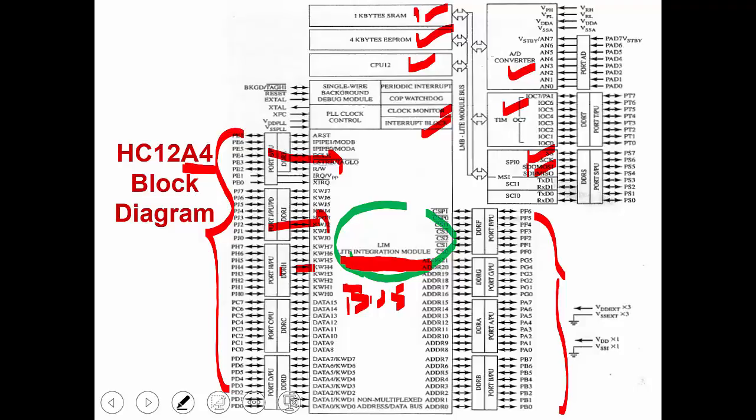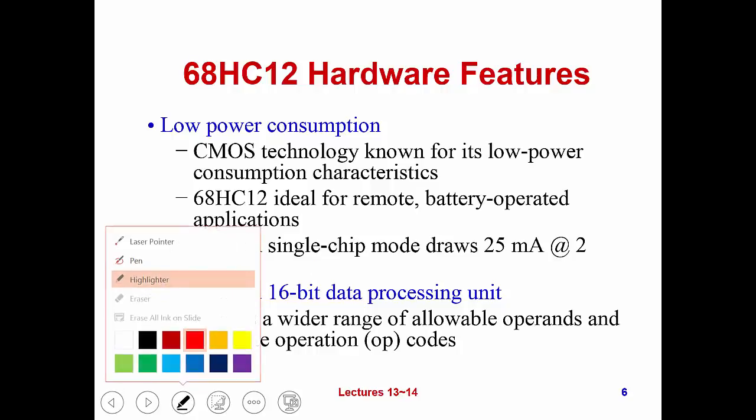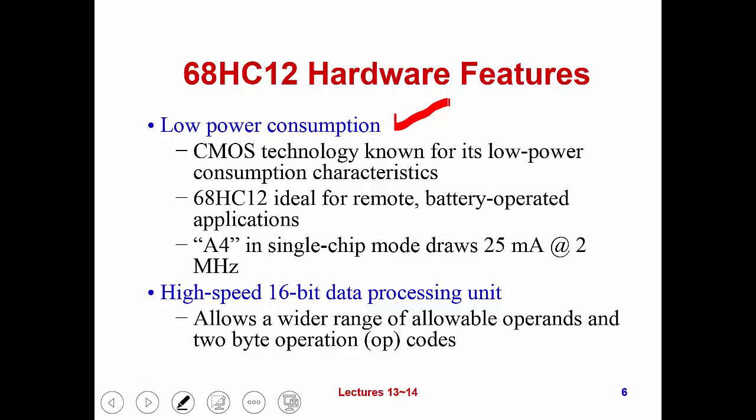No matter which version we have, they all have the LIM module, which connects with all the different components. Now, before we go to the details about each module, let's talk about the hardware features. We mentioned low power consumption. It's designed to consume very little power because it uses CMOS technology, as I mentioned.